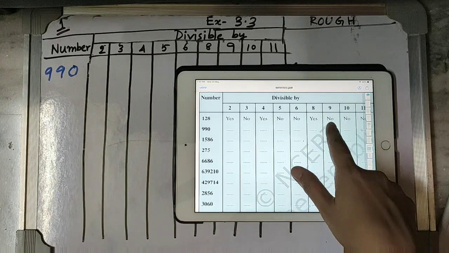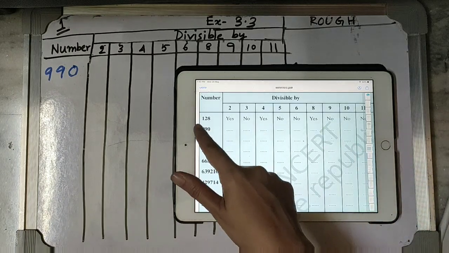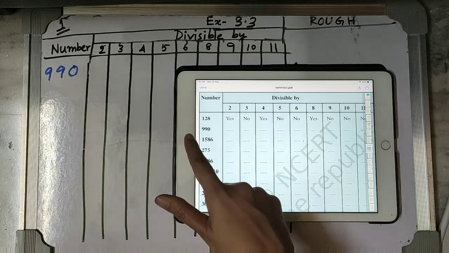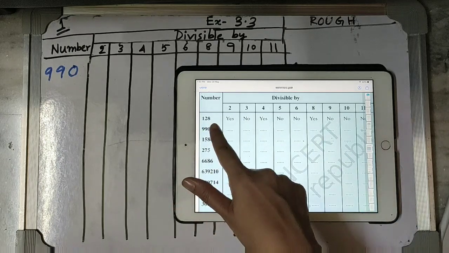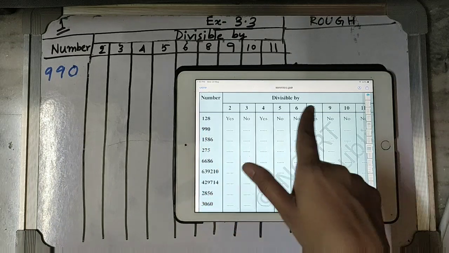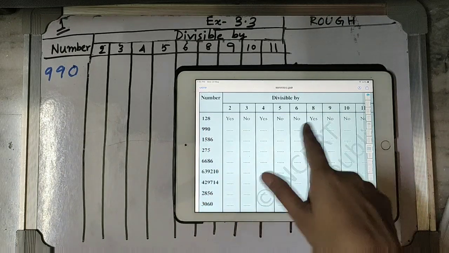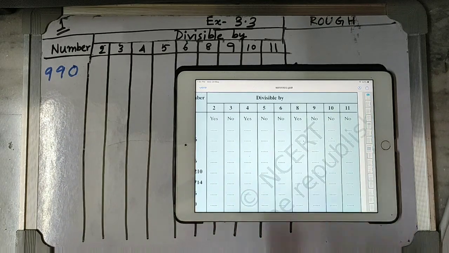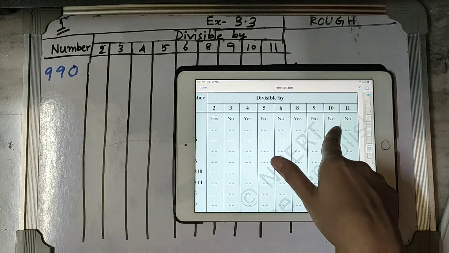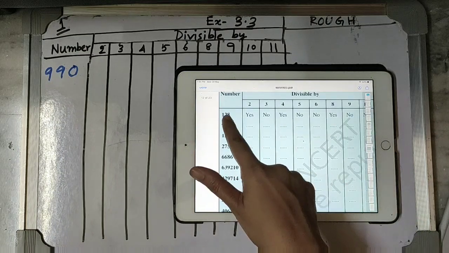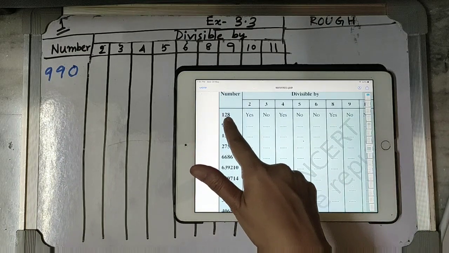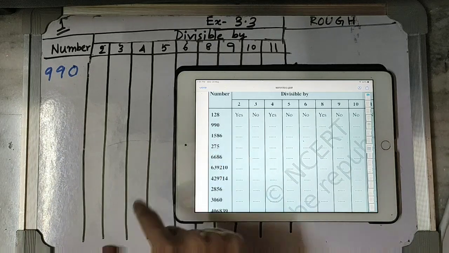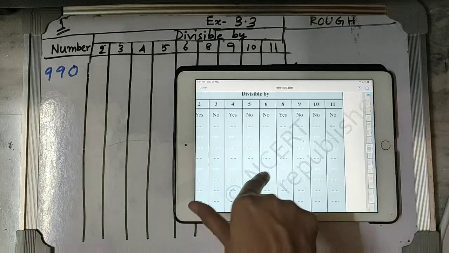Now in case of 9, exactly the same rule as 3, means we will add all the digits of this number and we are getting 11. This number is not divisible by 9, that's why 128 will not be divisible by 9. This is the easiest way of checking the divisibility of 10, because if the number is having 0 in its unit place, the number will be divisible by 10. Here it is 8, that's why this number is not divisible by 10.